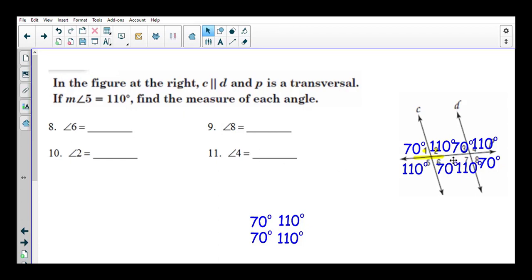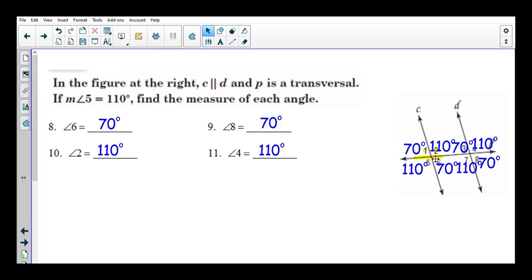So angle 6 is down here, that's 70 degrees. Angle 8 is over here, that's also 70 degrees. Angle 2 is right here, that's 110. We found that one right away. And then angle 4 was over here. That was the one that was corresponding with angle 2, so it's also 110 degrees. And again, you just need to look at those angles that match up.